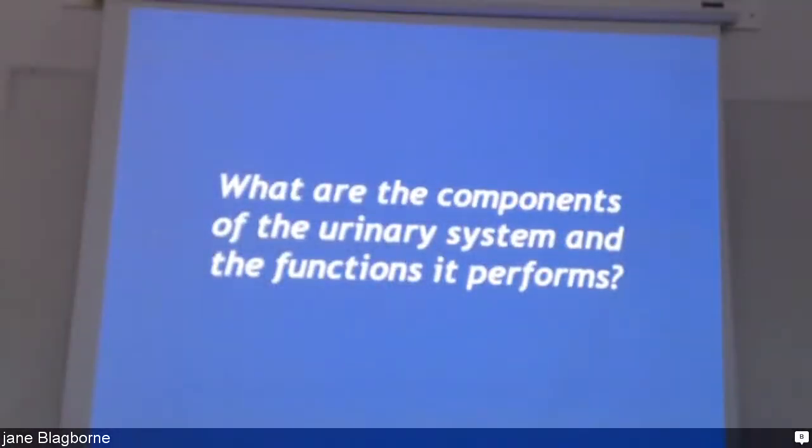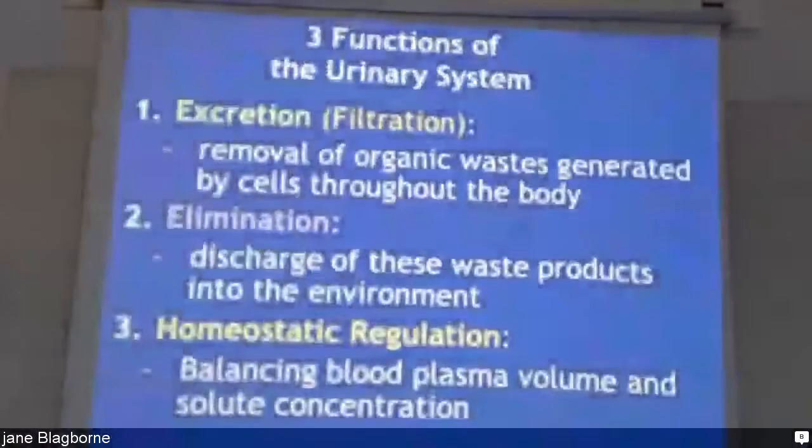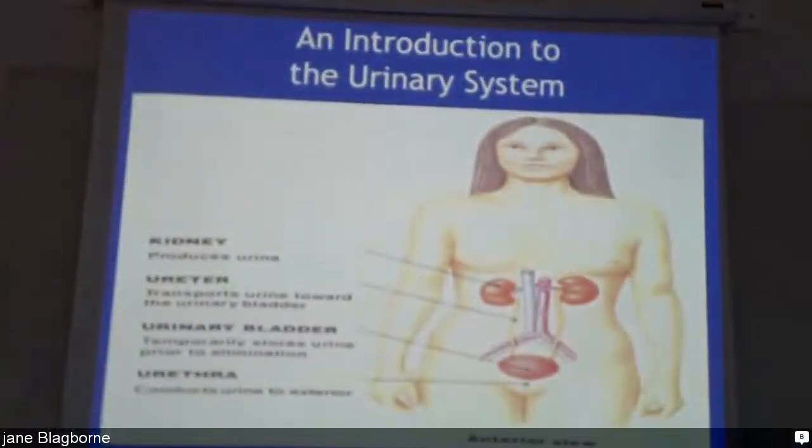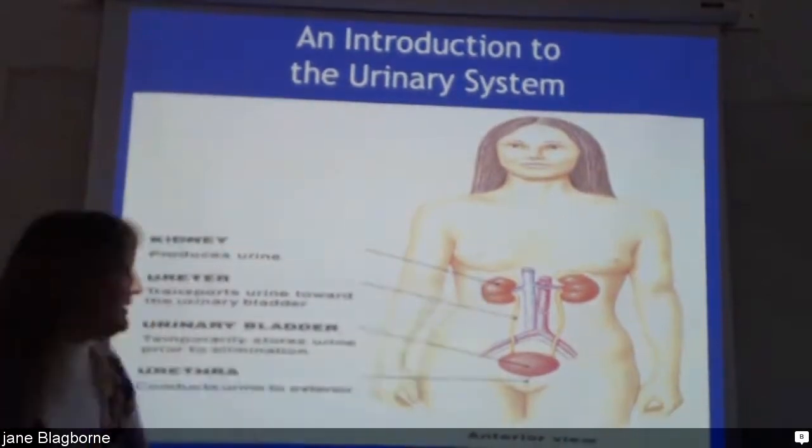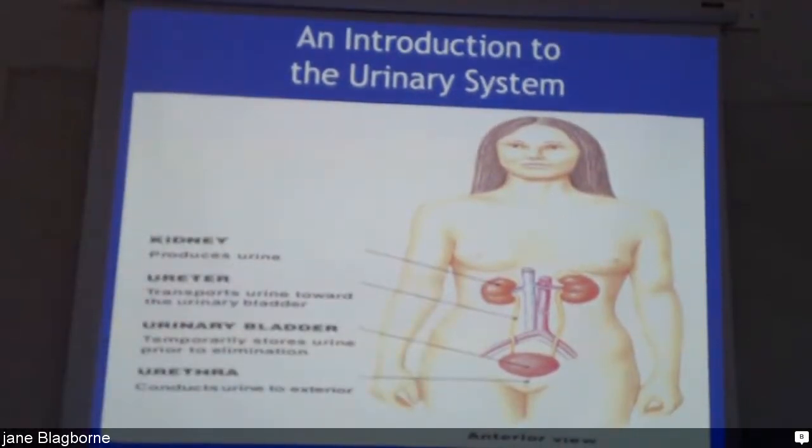So what are the components of the urinary system and functions? Now I have another PowerPoint that just shows you a general anatomy as well. The kidneys produce the urine, the ureter transports it. Don't get the ureter and the urethra mixed up when you're writing exams because they sound very similar, but make sure you differentiate the two. The ureter is from the kidney down to the bladder. The urethra is from the bladder to the exterior.